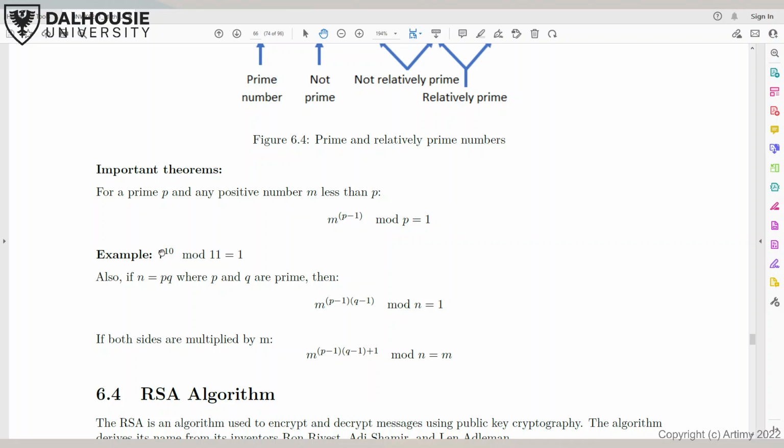So the example is 7 to the power 10. 11 is the prime number. 11 minus 1 gives us 10. So that's p here that we use. And m is smaller than p, right? So 7 to the power 10 mod 11 equals 1.